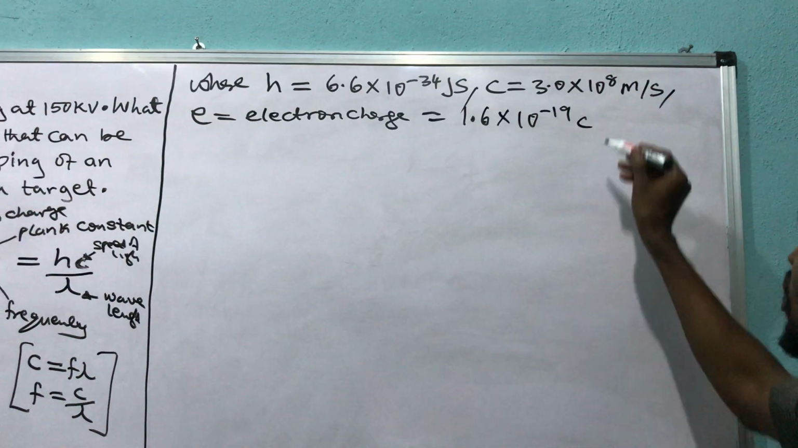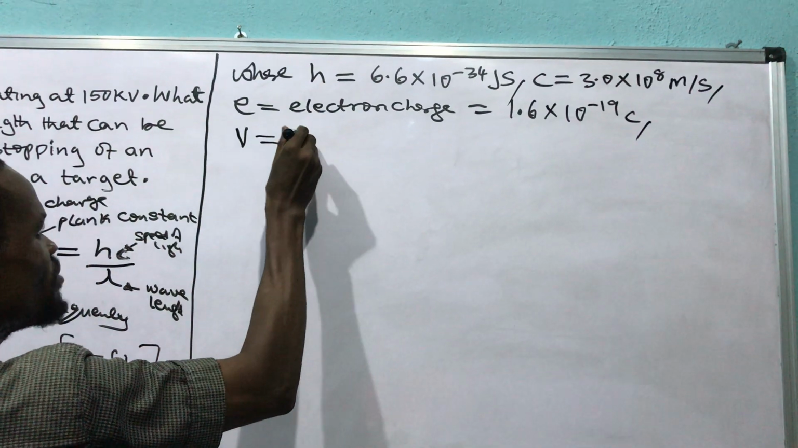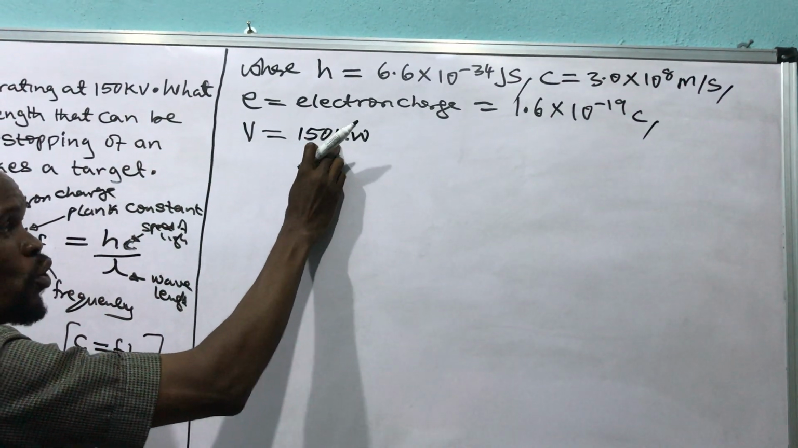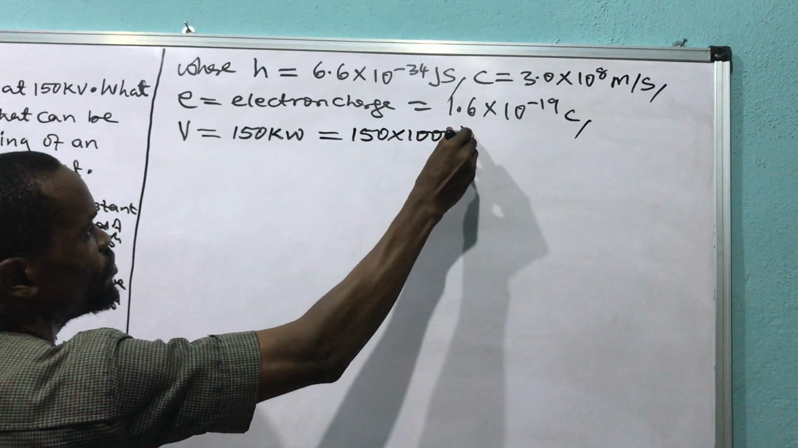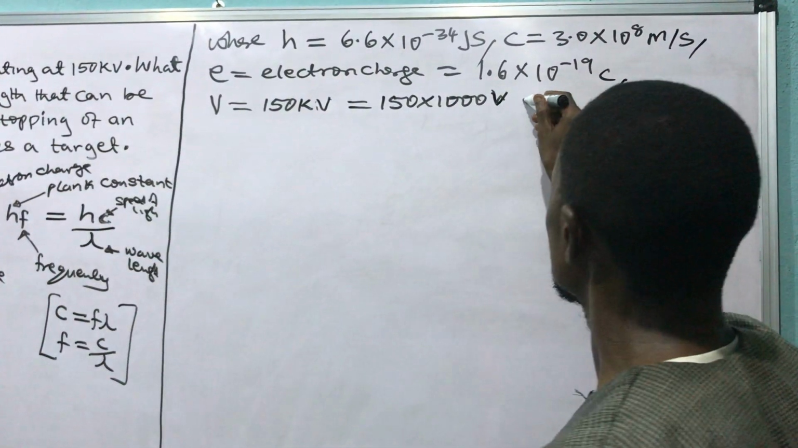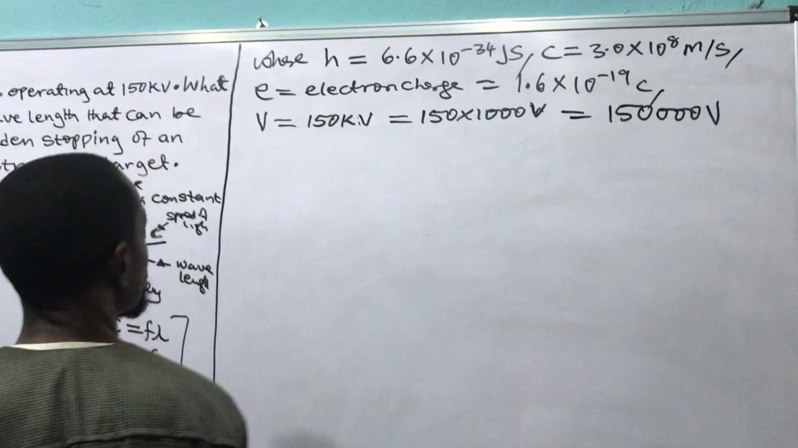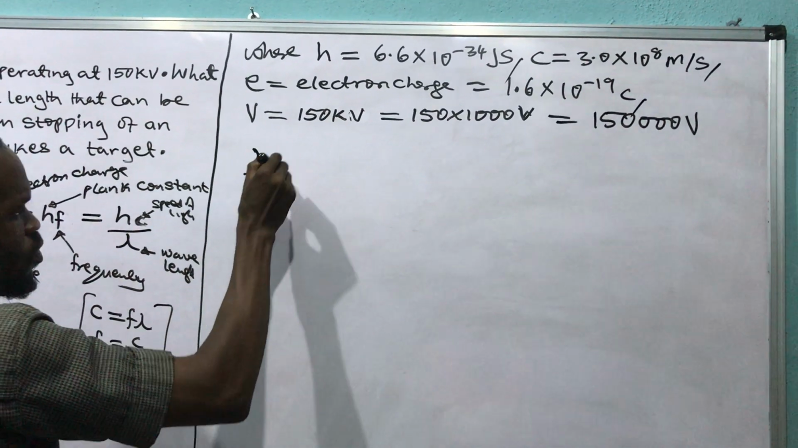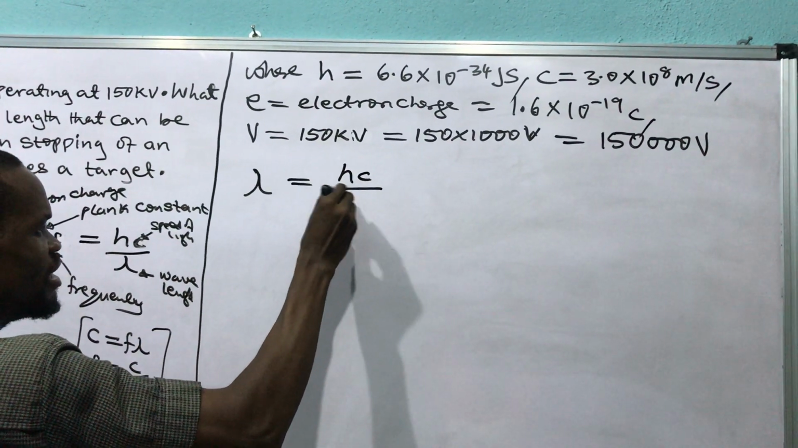That's the electron charge. Then V, which they gave me, is the voltage, which is 150 kilovolts. This k stands for 1000, which we call kilo, which gives me 150 times 1000 V, which gives me 150,000 V, which is the voltage. Then substituting this value, I'll have lambda equal to hc all over eV.